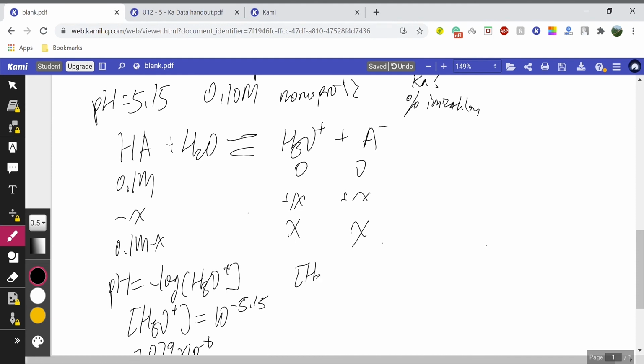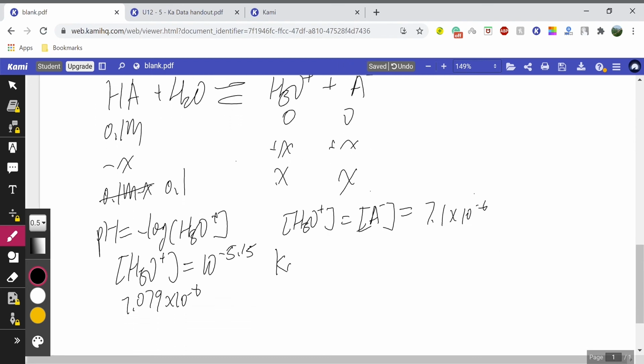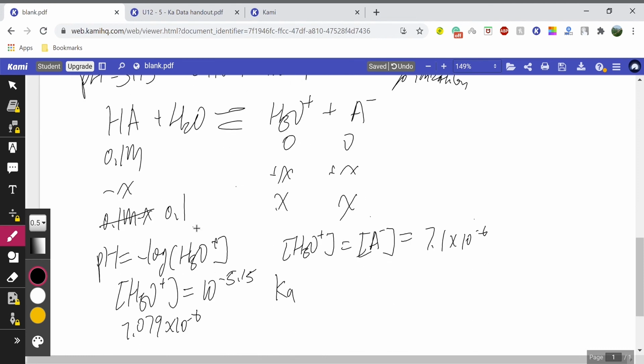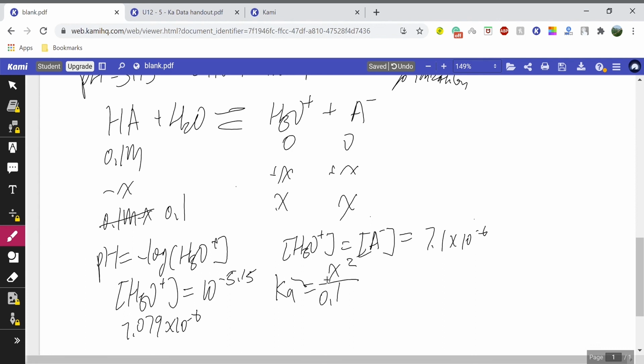So the concentration of H3O plus equals the concentration of A minus at equilibrium, which equals 7.1 times 10 to the negative 6. How about HA? HA is 0.1 minus the number we just found, which will give you 0.0999, which we can round to 0.1. Now what is the Ka value? So Ka, we're looking for Ka. Ka is equal to X squared divided by 0.1 minus X.